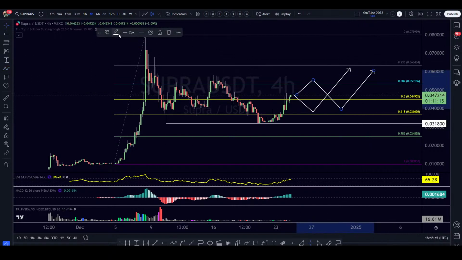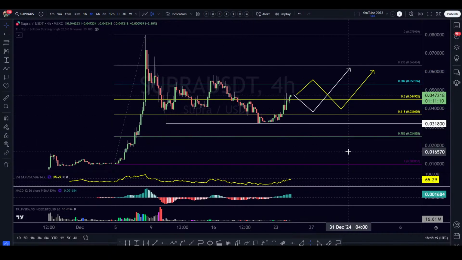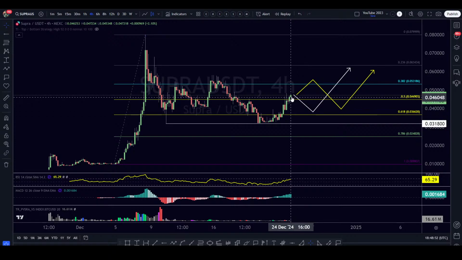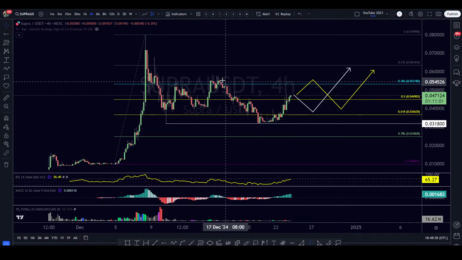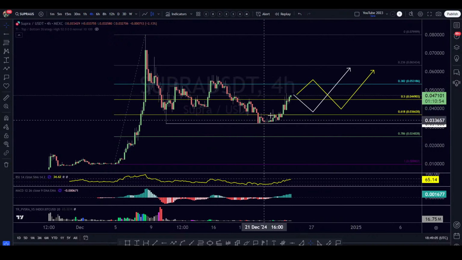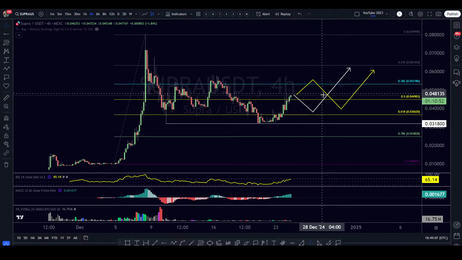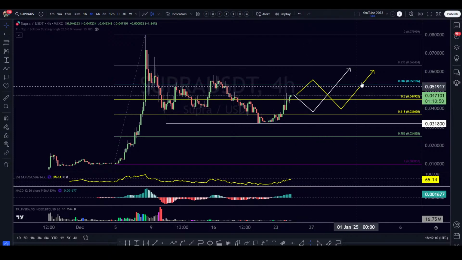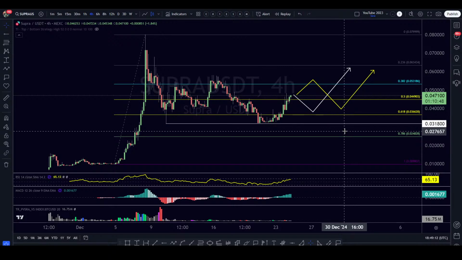So let's change this color to yellow. So this is what I think. It's either going to have a retracement now, pull back into this area, or it's going to run up, get rejected here. Possible. I don't know. Possible rejection here, pull back to about the golden pocket of this run up, maybe a little bit lower than golden pocket, and then come up here. I like this setup. I really like this setup.